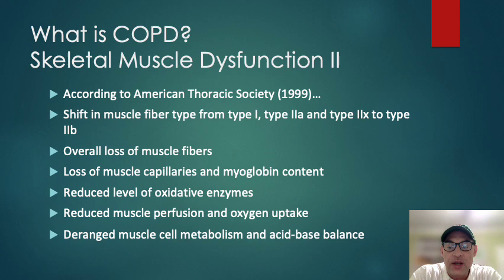So not only is the fiber type complement changing, and with it the endurance of the muscle, there's an overall loss of all fiber types, leading to further loss of muscular endurance as well as muscular strength and power. So it's a double effect. And there's some other changes that happen cellularly or around muscle fibers, such as loss of muscle capillaries and myoglobin content, reduced level of oxidative enzymes, and reduced muscle perfusion and oxygen uptake, as well as deranged muscle cell metabolism and acid-base balance.